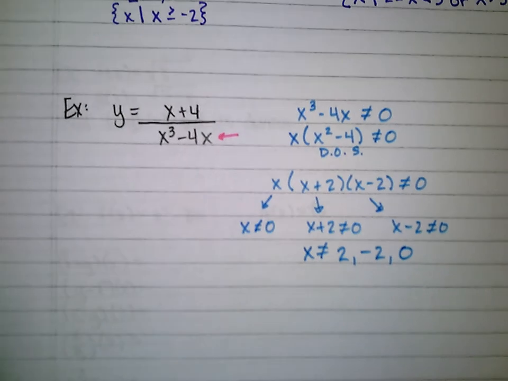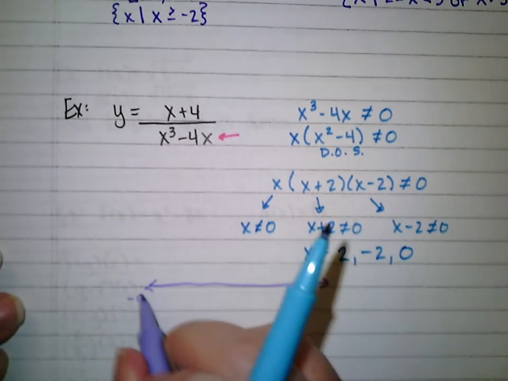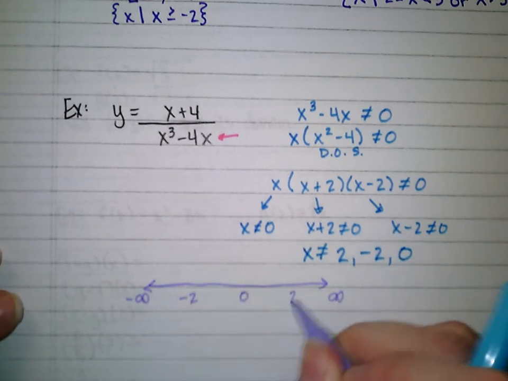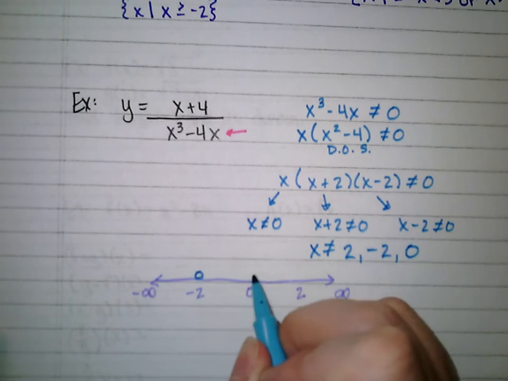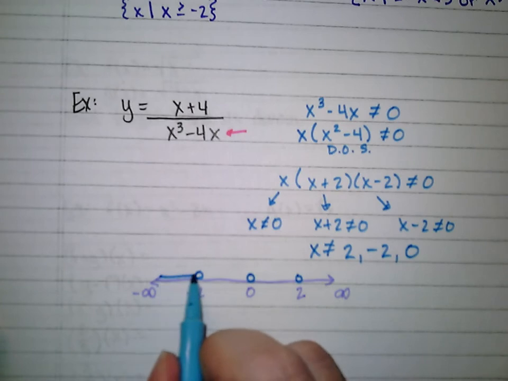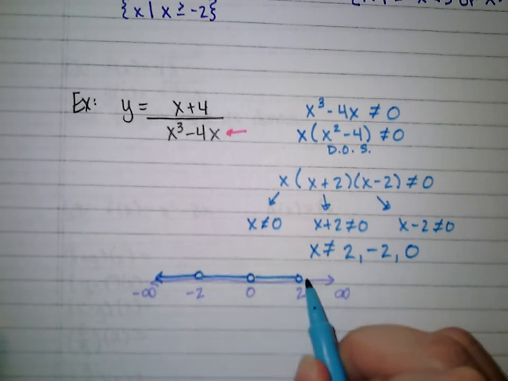On a number line, then, I have negative infinity to infinity. I have -2, 0, and 2. And I can't equal -2, I can't equal 0, I can't equal 2, but I can be anything else on that number line.